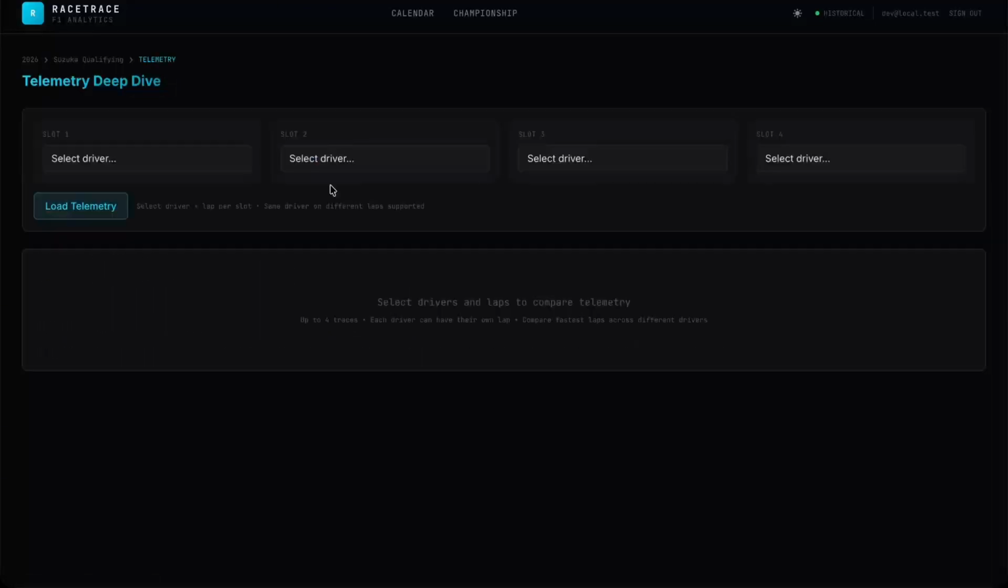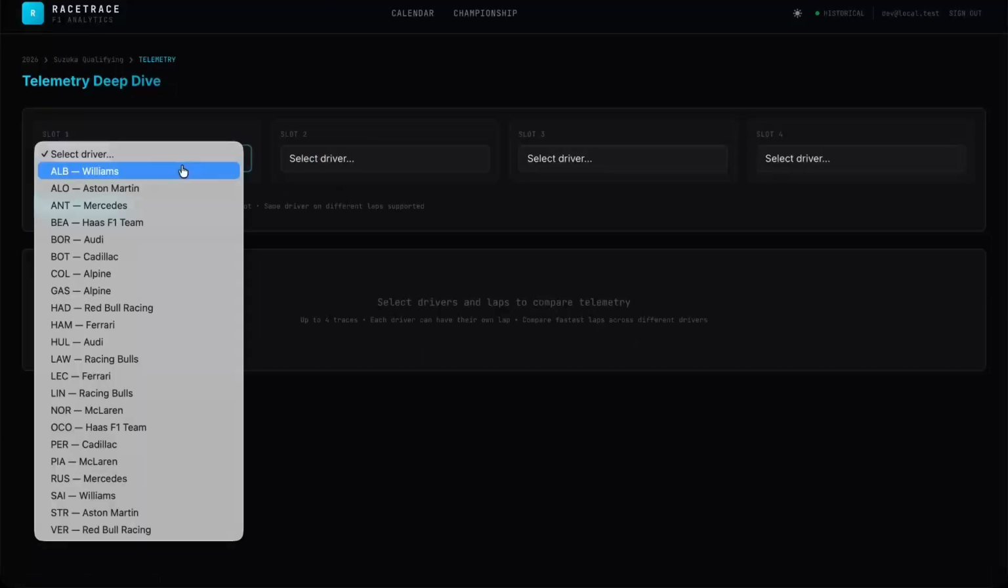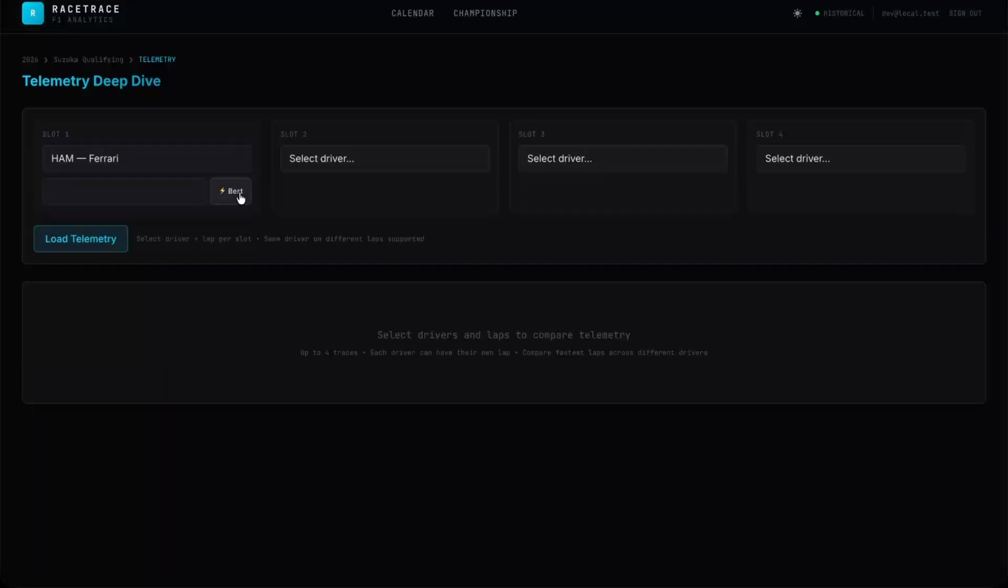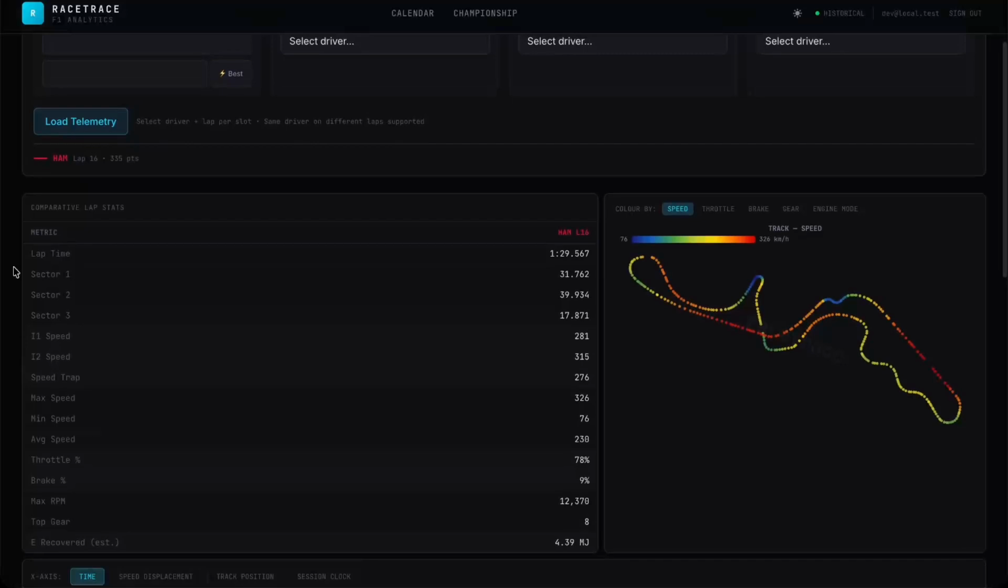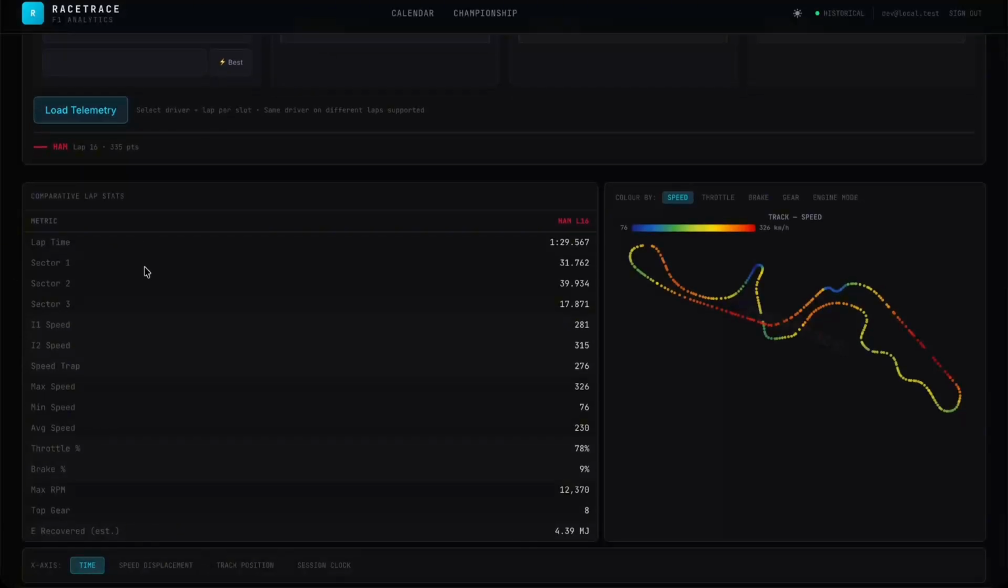We can also take a look at the telemetry. So let's take a look at, I think, Hamilton's fastest lap in this section. On this dialogue, we can see the lap time, the sectors, the intermediates, the min, the max, the speed trap, some estimates of the throttle and brake percentage, the max RPM, top gear, and an estimated energy recovered.